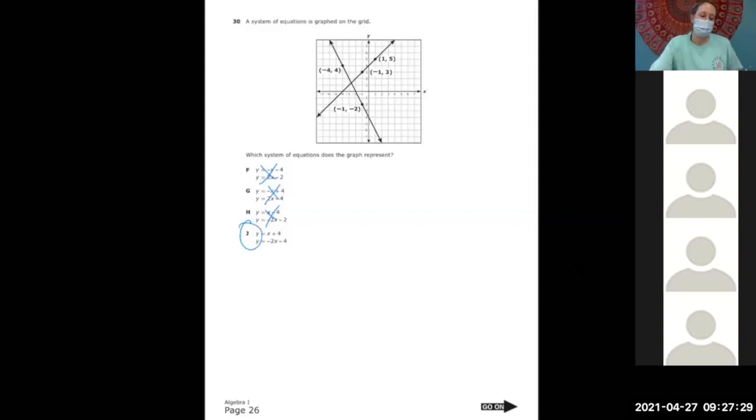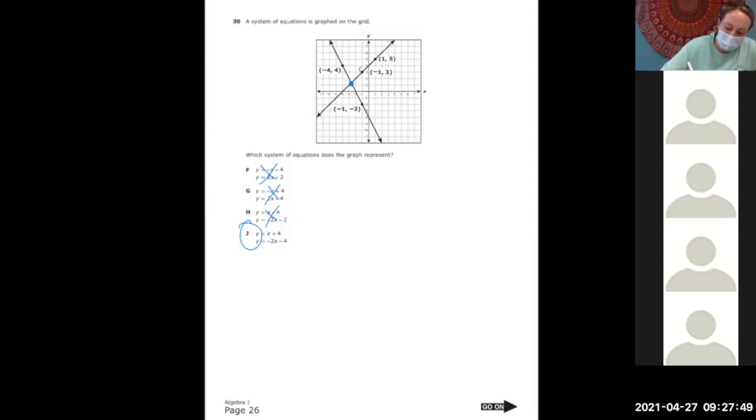Obviously, there are more algebraic ways to do this. You could have figured out exactly what the answer was for each of these. And because the answer is where the two equations cross in a system of equations, you could have actually gone on the graph and graphed these lines. You could have found the slope and the y-intercept of each line.